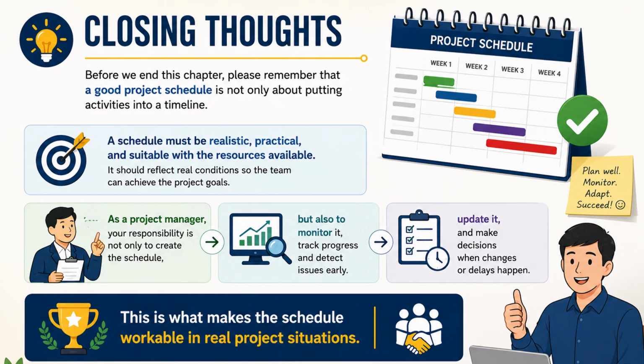Before we end this chapter, please remember that a good project schedule is not only about putting activities into a timeline. A schedule must be realistic, practical, and suitable for the resources available. As a project manager, your responsibility is not only to create the schedule, but also to monitor it, update it, and make decisions when changes or delays happen. This is what makes the schedule workable in real project situations.